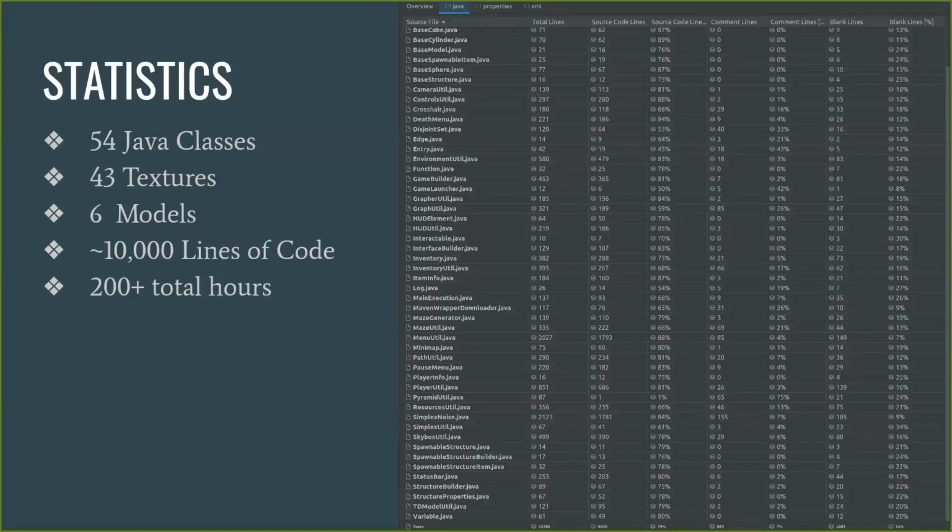Some statistics: we have a total of 54 Java classes, 43 textures, 6 3D models, over 10,000 lines of code, and a total of 200 hours spent on this project.